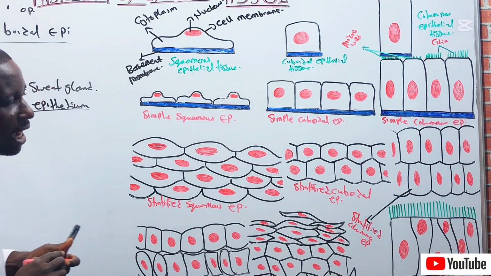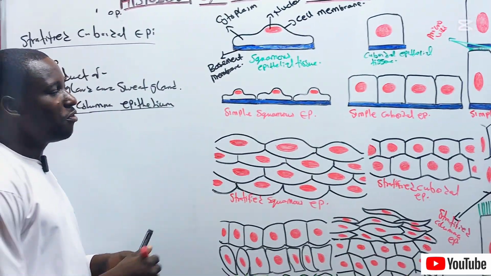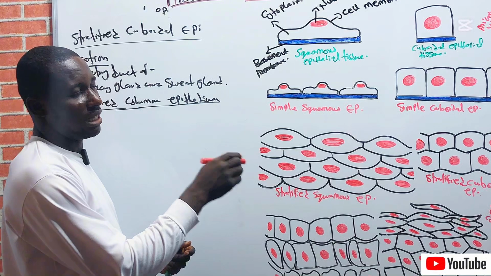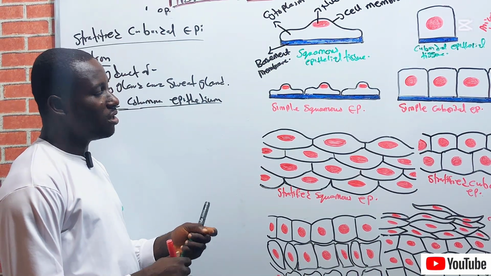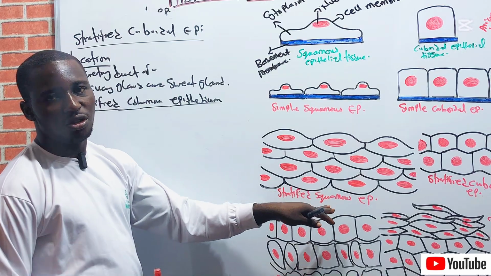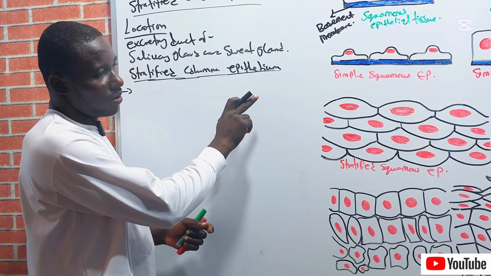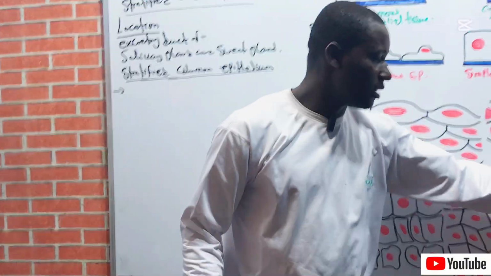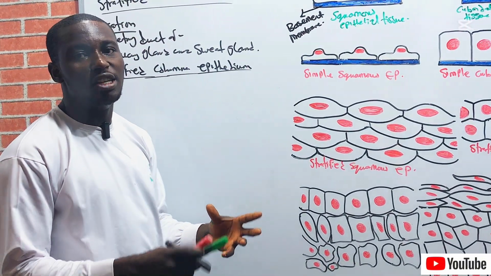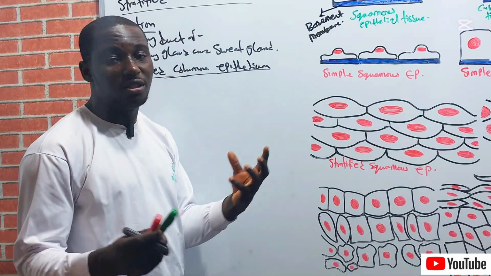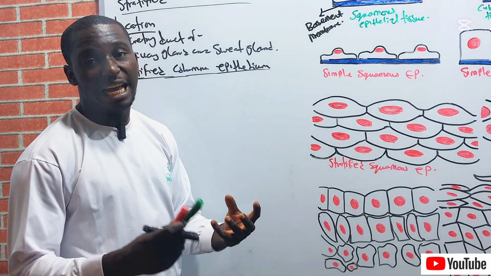Where can we find the stratified columnar epithelium? This type of epithelium is not commonly seen like stratified squamous epithelium. As you can see here, we have identified it. It is seen in the mucous membrane of the conjunctiva of the eye, of the eyelid.